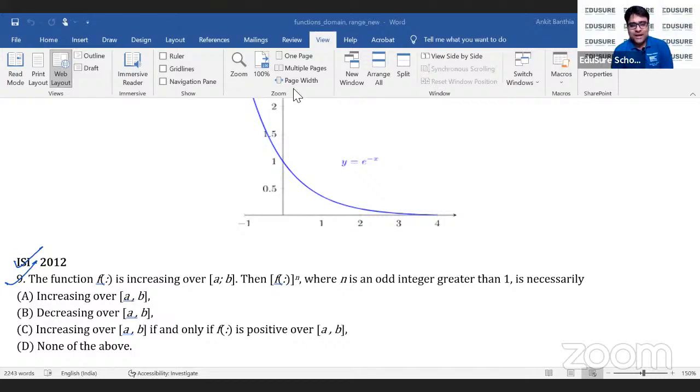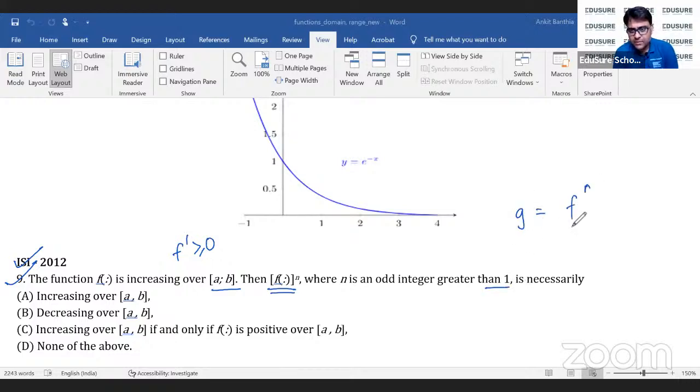Okay, I'm ending the poll in 5, 4, 3, 2, 1. Ending the poll now. Okay, again, this question is not as innocent as it looks. So ISI 2012 question number 9. F is increasing over this, so f dash is greater than equal to 0. Okay, what can be said about f to the power n, where n is an odd integer greater than 1?